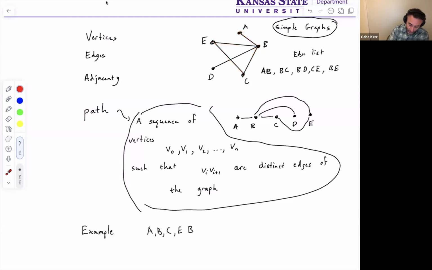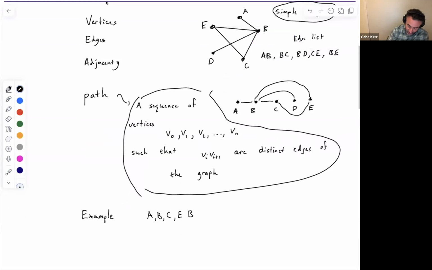So what are a couple of non-examples? Non-examples, meaning examples where we would write down a sequence and it's not a path. I could do something like A, D, B. That's a sequence of vertices, but when I try to go from A to D, there's no edge connecting A to D. So this is not a path. It's a sequence of vertices, not a path.